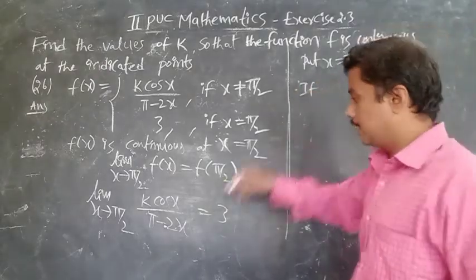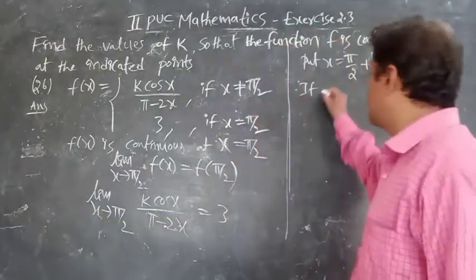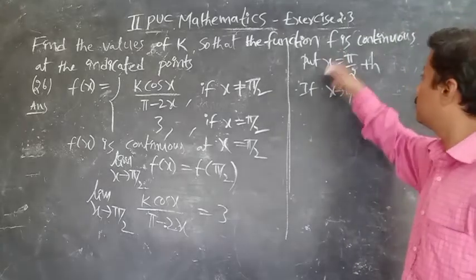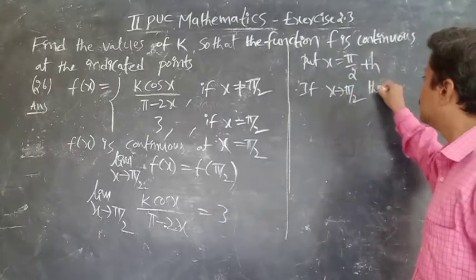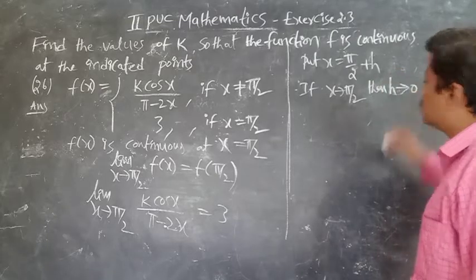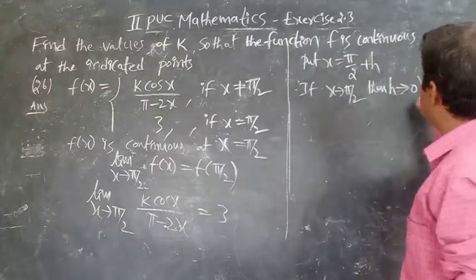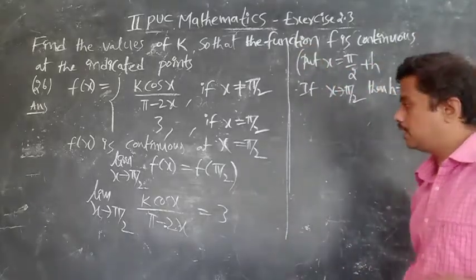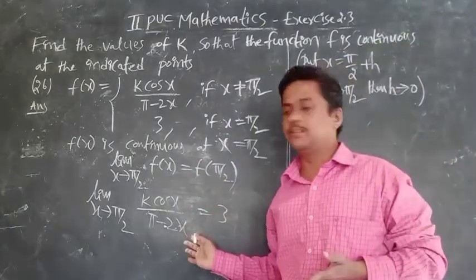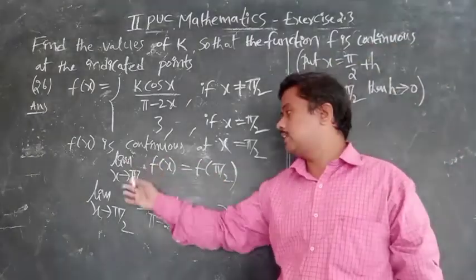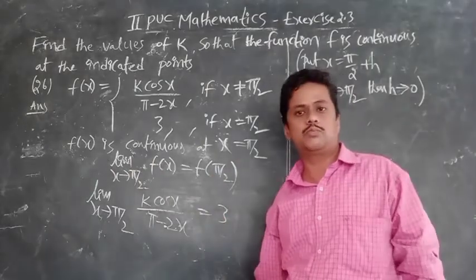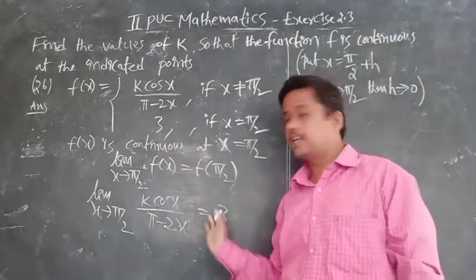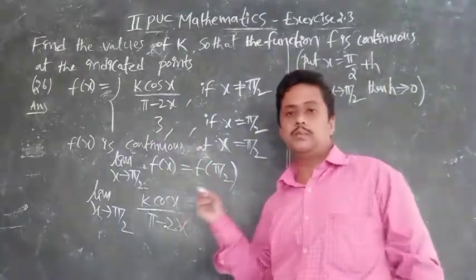Now x tends to pi by 2. If we substitute x value pi by 2, pi by 2 will cancel, so h tends to 0. This is very important. If you know this concept well, this problem will be very easy, because these two steps are easy. You know this formula well: limit x tends to pi by 2, f of x is equal to f of pi by 2. Substitute f of x value here and this value here. How to simplify this?